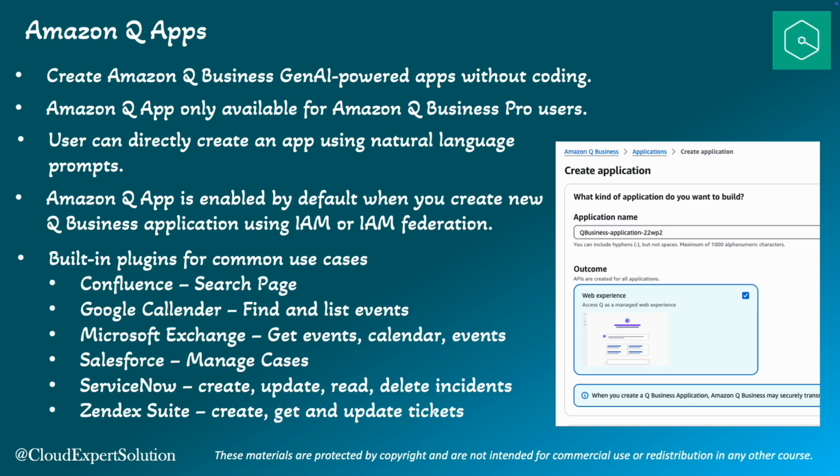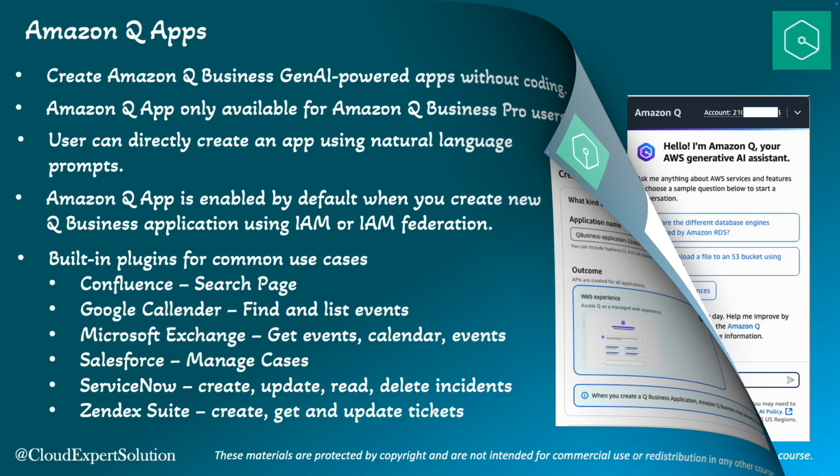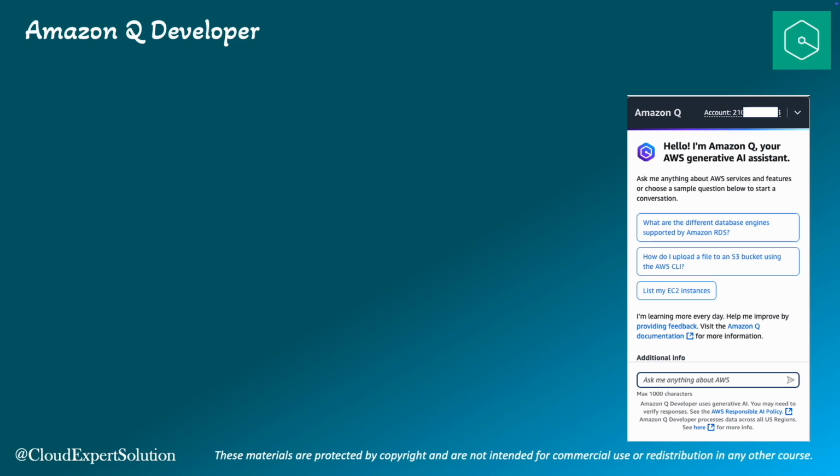Amazon Q Apps also provides built-in plugins to support common use cases. And here are some examples. You can integrate with Confluence to create a search page. You can also integrate with Google Calendar to find and list events from Google Calendar. You can also integrate with Microsoft Exchange, Salesforce, ServiceNow, Zendesk Suite. And these are just some examples. There are multiple other third-party applications that you can also connect using Q Apps, and for that Amazon Q Apps provides built-in plugins. Now let's review Amazon Q Developer.